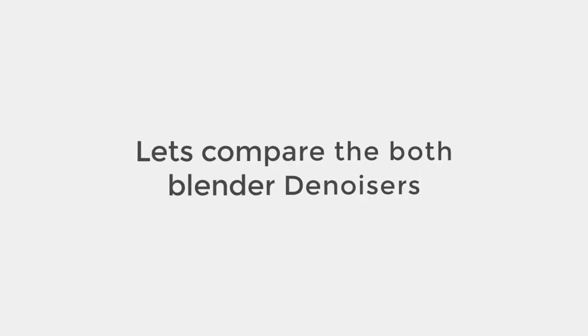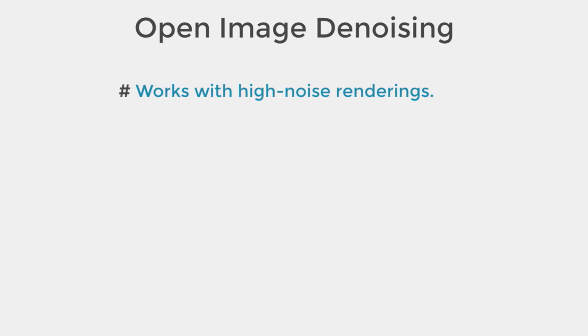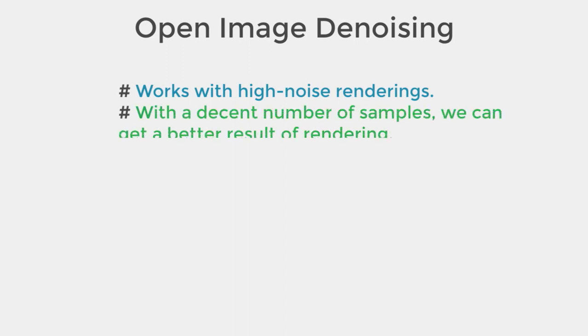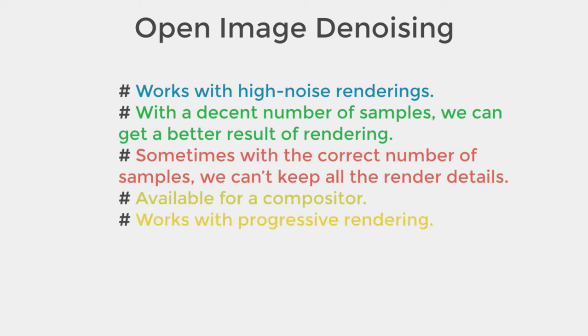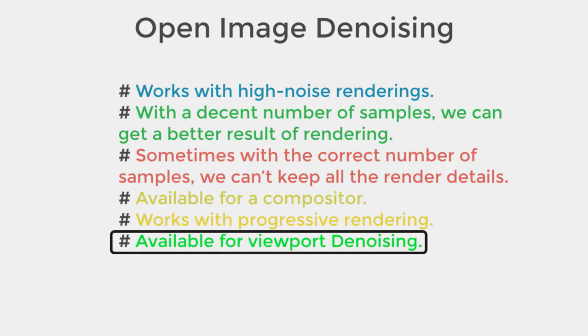Let's compare both Blender denoisers. The OpenImage denoiser works with high noise renderings. With a decent number of samples, we can get a better rendering result. Sometimes, even with the correct number of samples, we can't keep all the render details. It is available for the compositor. Works with progressive rendering. Available for viewport denoising. This is the main advantage of this denoiser.